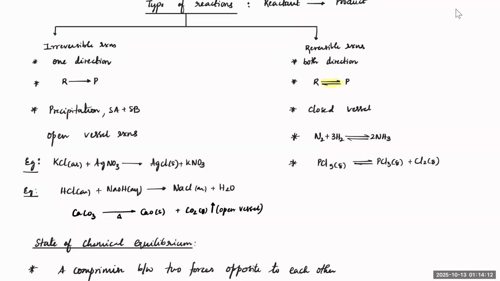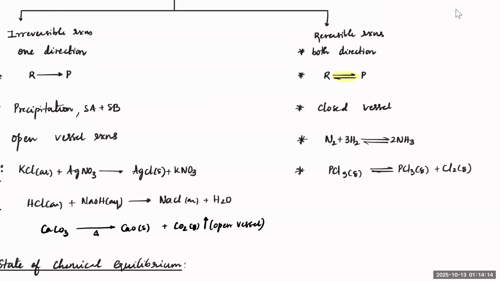Got it? Now coming to the reversible reactions, if the reactions drive in both directions, then it is called reversible. That means reactant is giving product, product is also giving reactant. In such cases, we will use this arrow, half arrow forward, half arrow backward. It represents the reaction is happening in both directions. Second, these reactions can only be achieved in closed vessels.